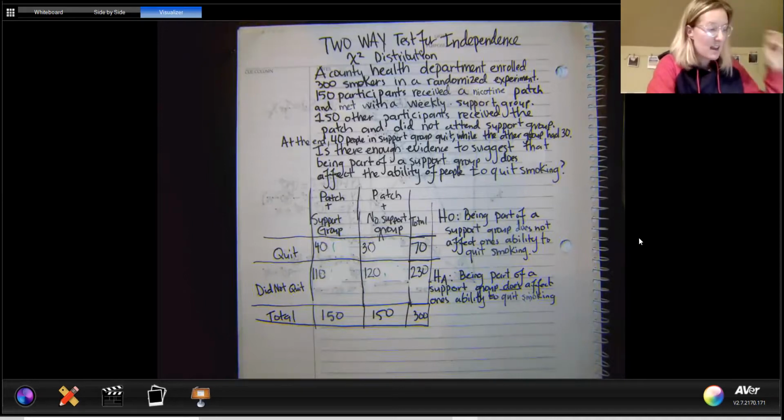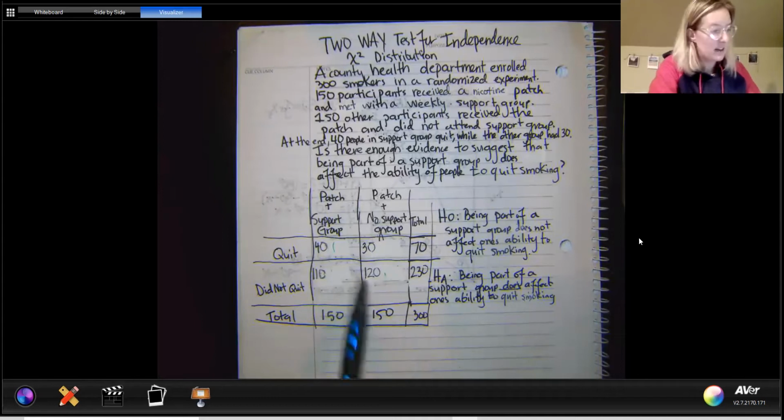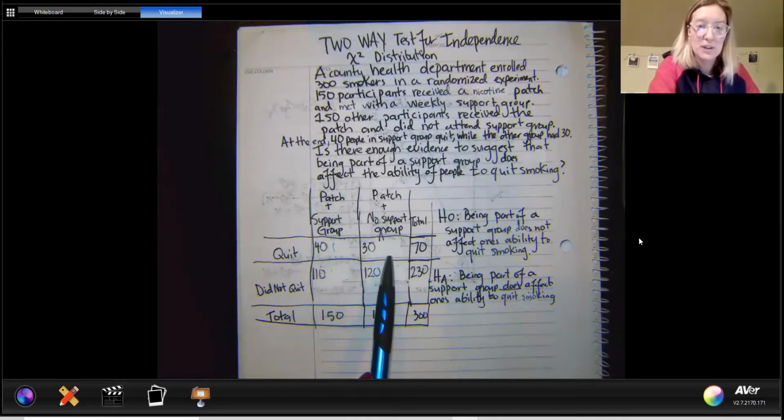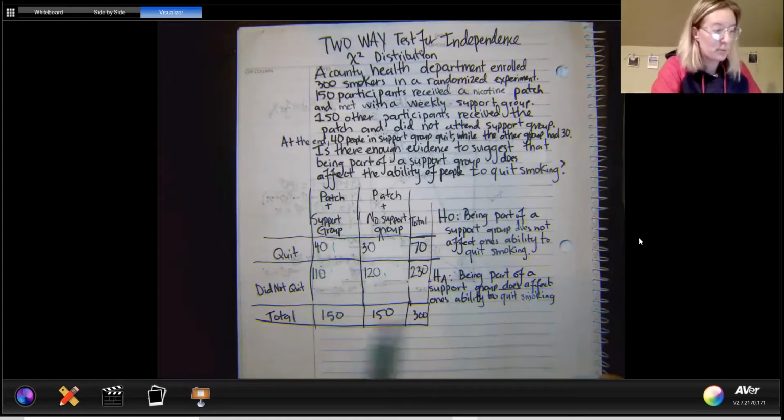Right now we're assuming that being part of a support group does not affect one's ability to quit. So in order for me to create my expected counts, I'm going to say, if these two events were independent, then I would expect 70 out of 300 people to quit regardless of whether they were in the support group or not. To calculate my expected counts for these two cells in particular, I look at my total, which is 70 over 300, and then I take that fraction and multiply it by the number of participants in each of the groups.